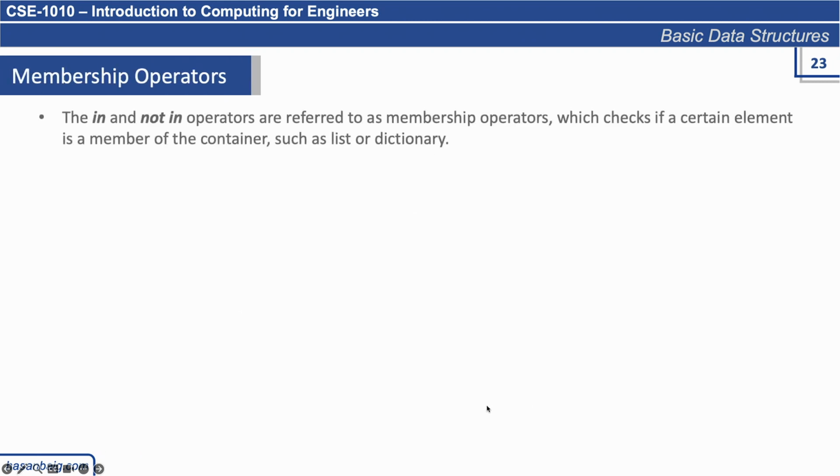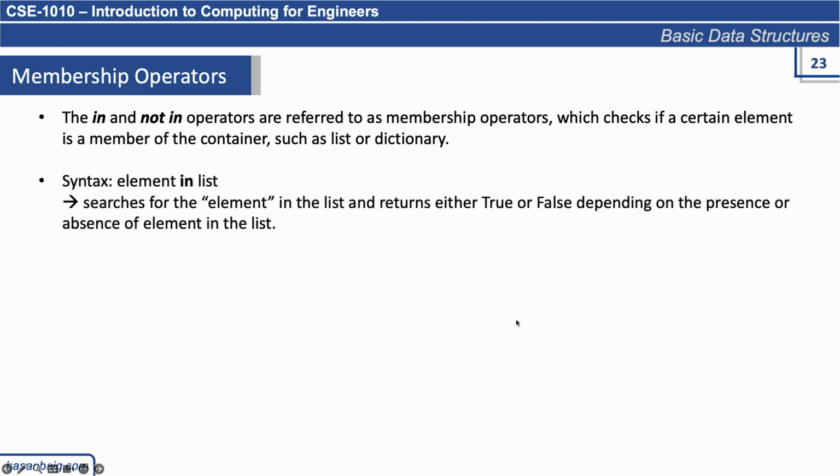Another thing I wanted to discuss is the in and not in operators, which are referred to as the membership operators. The reason we are discussing these operators is because we often use them while dealing with the data in data structures. We have studied arithmetic operators, Boolean operators, and logical operators, and these are now membership operators, which check whether a certain element is a part of any data structure as a container, such as a list or dictionary.